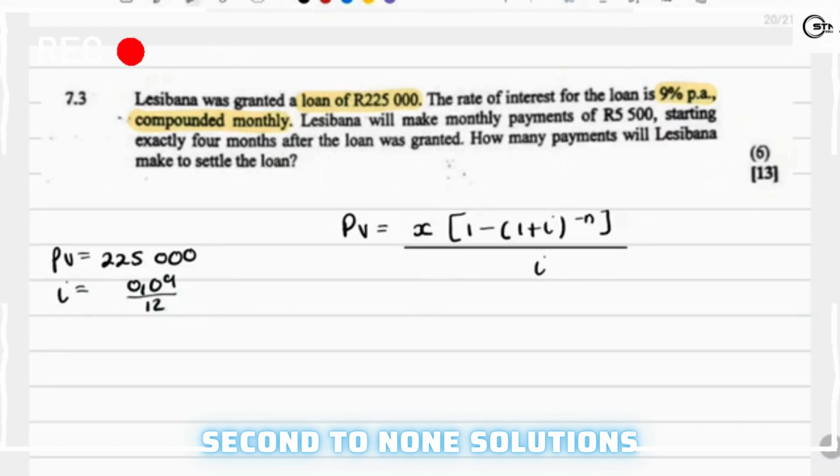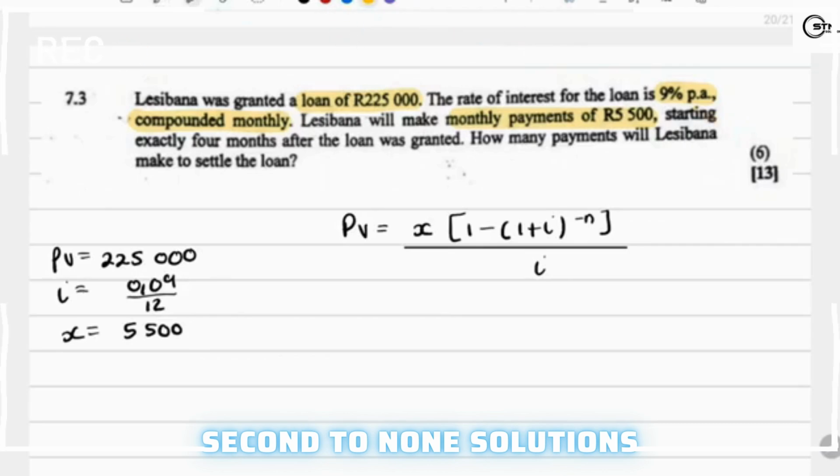And then they also tell us that Lesibana will make monthly payments of 5,500. So we have X is equal to 5,500, because that's your monthly payments or your regular payments, right? Per month or per annum or every 6 months or quarters. So we have that and it is monthly payments. Then they say starting exactly 4 months.